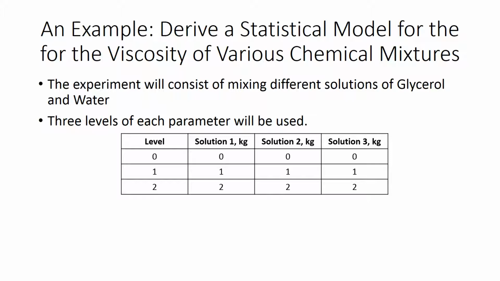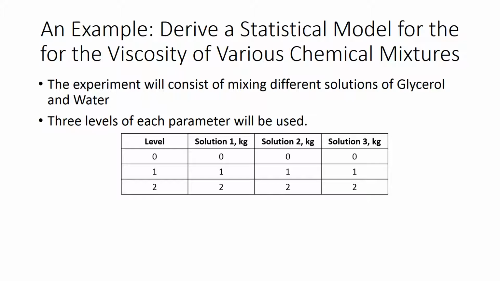For instance, we can choose, of the 3 levels, levels 0, 1, and 2. For solution 1 at level 0, we can say it is 0 kilograms. Solution 2 is also 0 kilograms at level 0, and solution 3 is 0 kilograms at level 0. And level 1 for each one of those would be 1 kilogram each, and level 2 would be 2 kilograms each. It's not necessary to have the mass of the solution equal to the level number. It's just a matter of convenience.